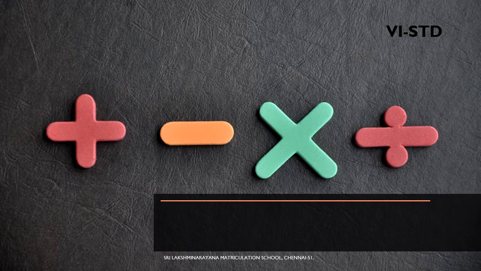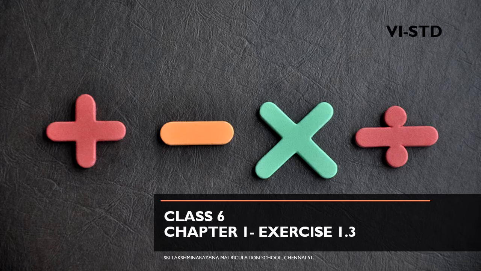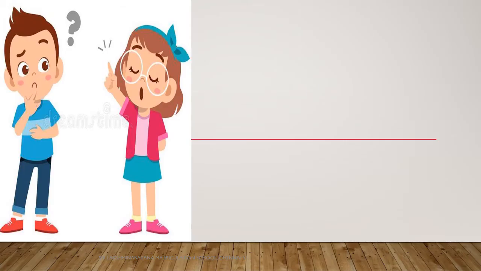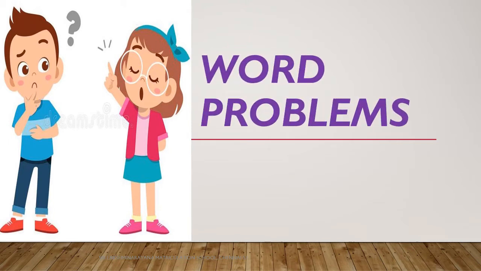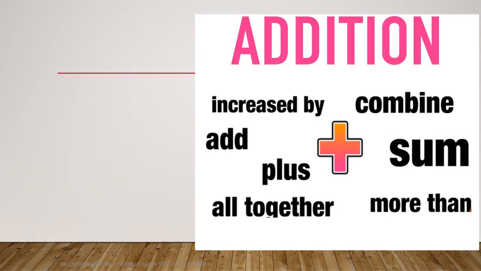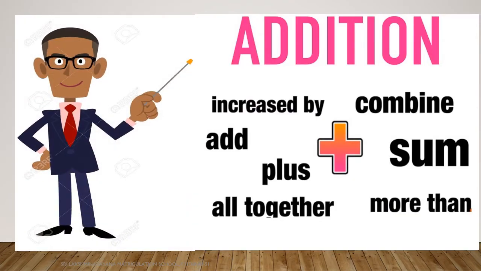This is our next video for class 6 chapter 1 exercise 1.3. In this exercise we are going to solve word problems based on 4 operations. Children, words denoted in the slide are the key words for addition. Let us read the words. Increased by, combine, add, plus, sum, all, together, more than.